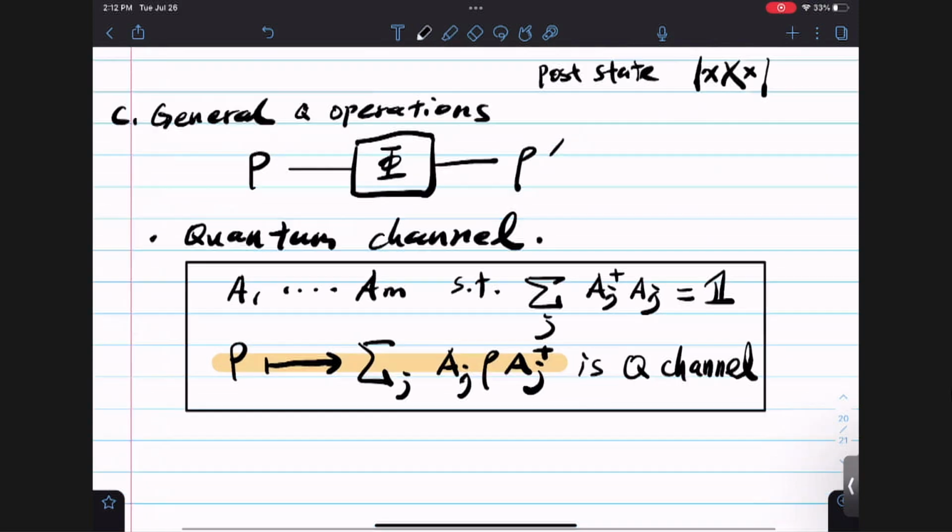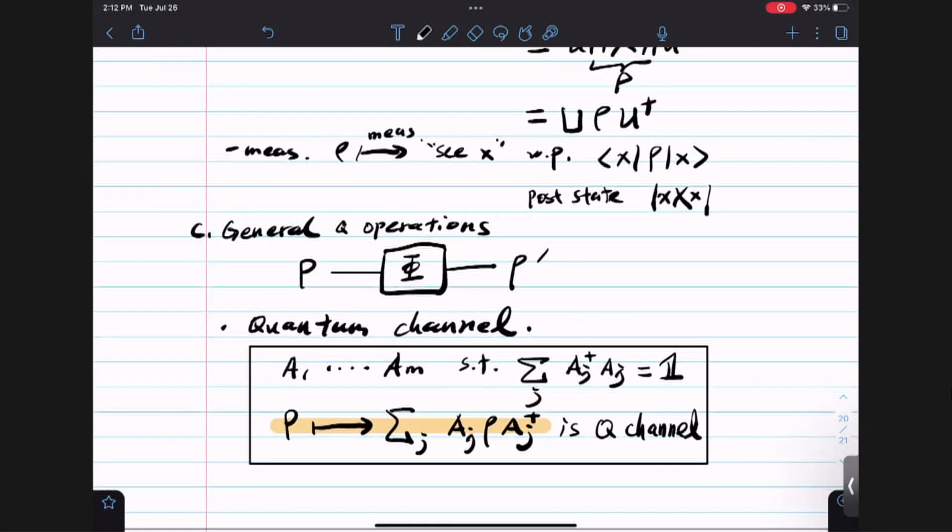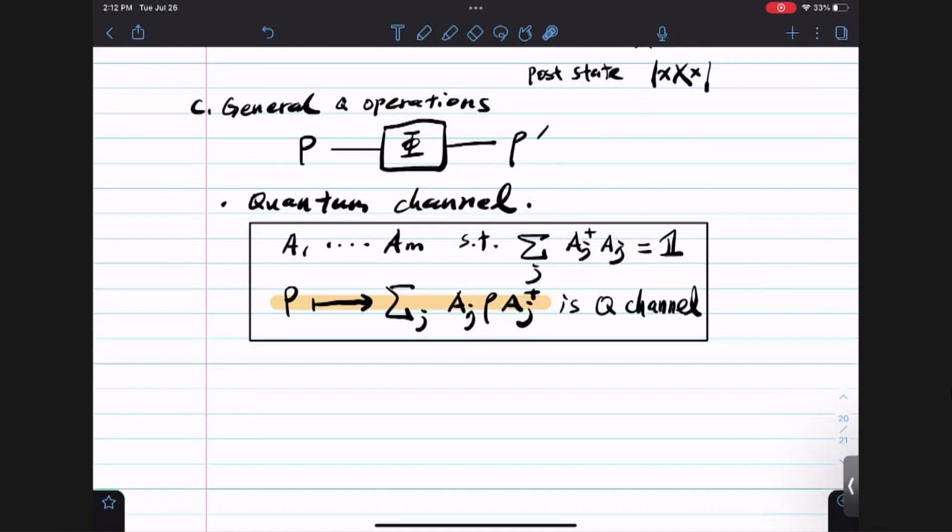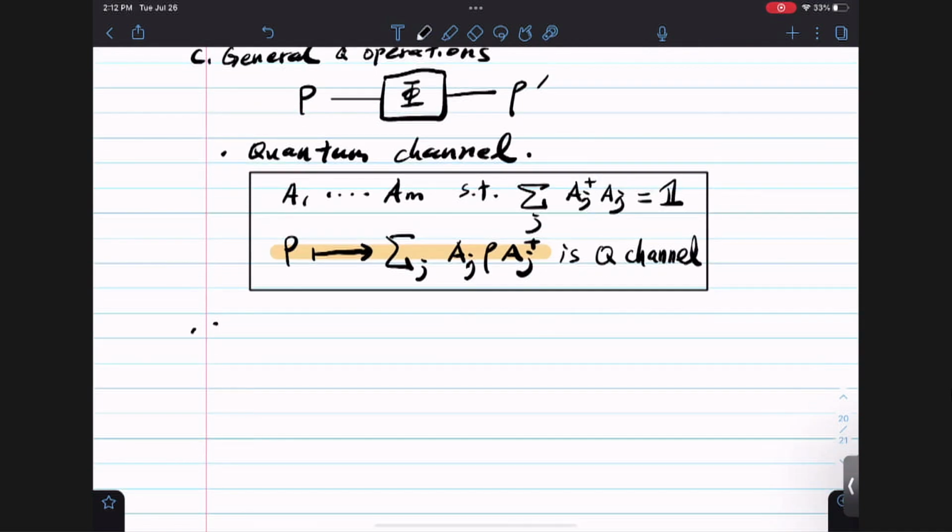You can immediately see the unitary case is a special case, because there's only one matrix. Since it's unitary, U dagger U is identity, so it satisfies this normalization condition. And then the operation of applying a unitary is just conjugating the density by U. So that's not very interesting. Let's look at a more interesting example.